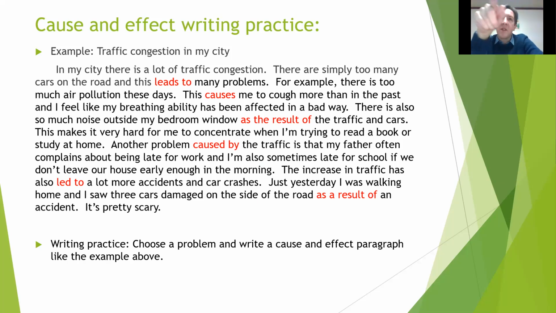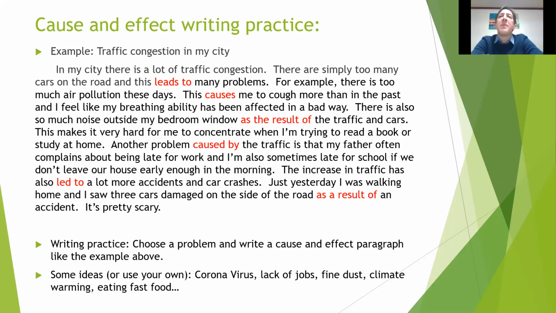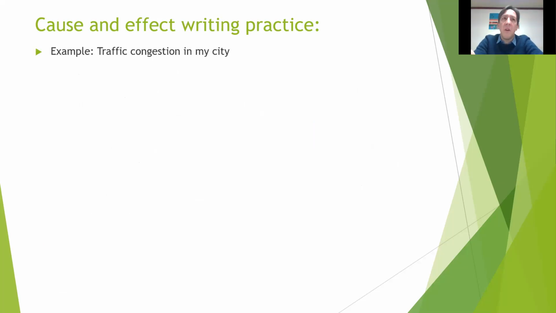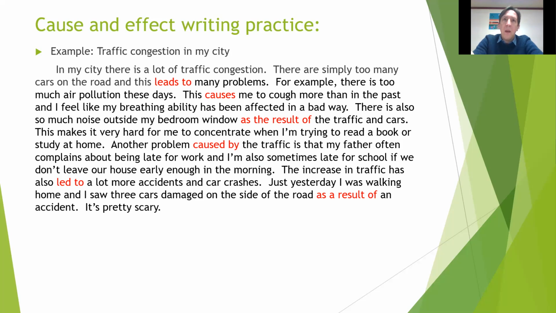So again, look at the first couple of sentences. There are simply too many cars on the road. For example, there is too much air pollution. Right, so as you probably know, too many is used when we have a countable noun. You can count the noun. Too many cars. 1, 2, 3, 4, 5 cars. If the noun is uncountable, if you can't count it, then we use too much. Too much air pollution. Pollution is an uncountable noun.